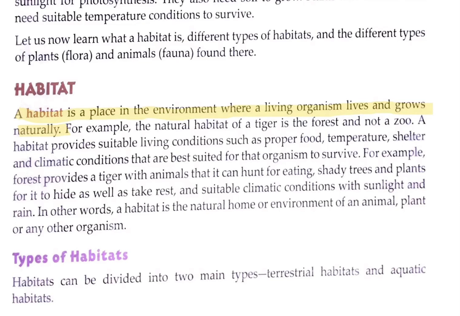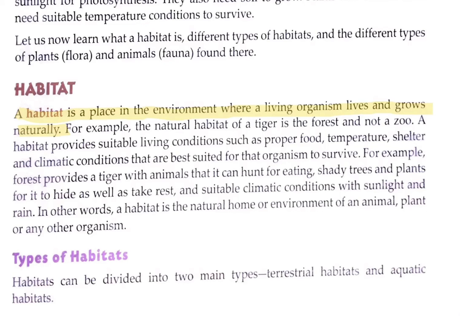Now, a tiger's natural habitat is a forest, not the zoo. Why? Because the tiger has the proper food, temperature, shelter, and climatic conditions which are best suited for that particular animal to survive. The tiger has many animals which it can hunt for eating. There are shady trees and plants where the tiger can hide as well as take rest. So this is known as a habitat.